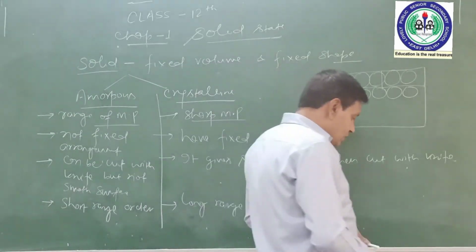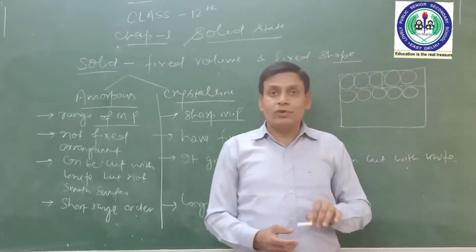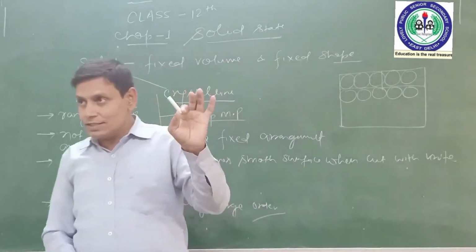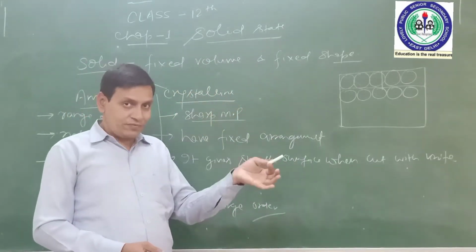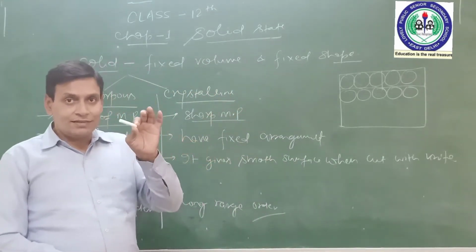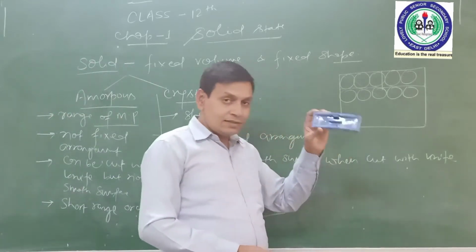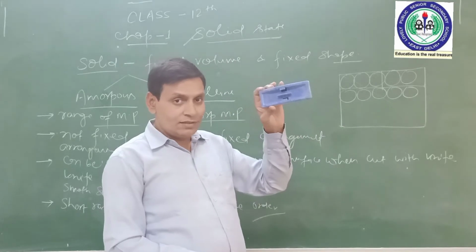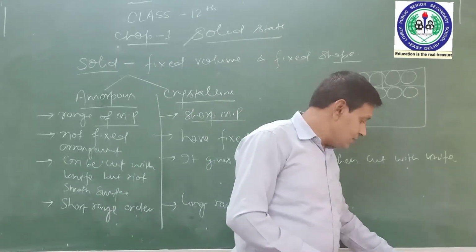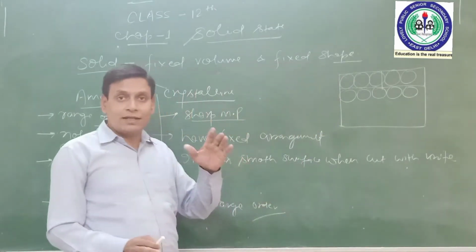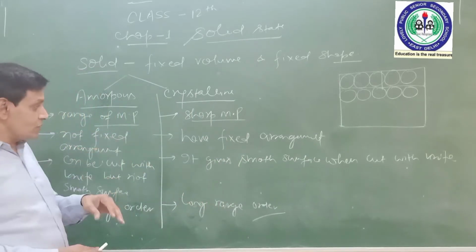Let's think about a live example. If you think about this chalk, is this crystalline or amorphous? What do you think? This is a crystalline solid. And what about this? This is an amorphous solid. How can we understand? There are two experiments through which we can understand whether the substance is amorphous or crystalline.